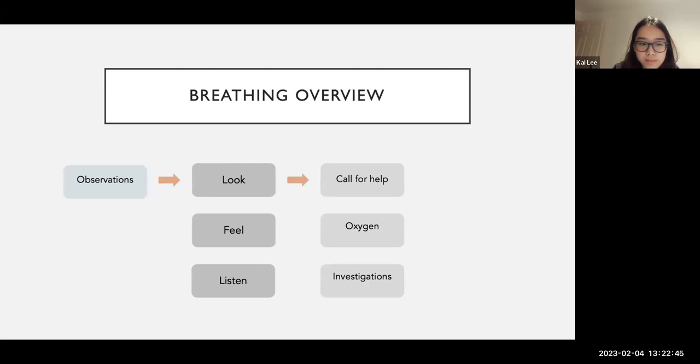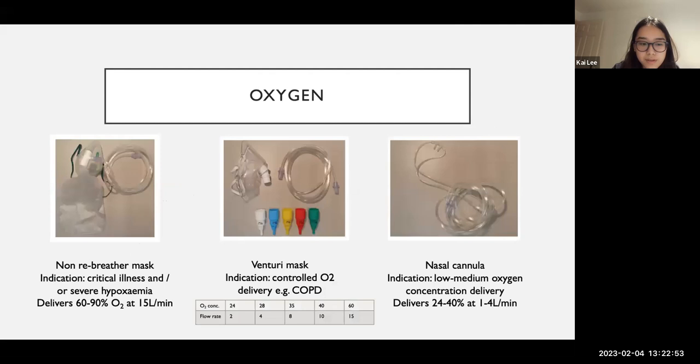So in terms of the interventions we can do for breathing would be oxygen. There are different oxygen devices that we can use for patients. However, for people who are critically ill, we would like to start off with giving them a non-rebreather mask at 15-liter high flow. This is because hypoxia would kill you first before apnea. So I know we can be a bit cautious in terms of giving oxygen for patients with COPD, but for patients who are critically ill, we'll start with high flow and try to wean them down as we assess them.